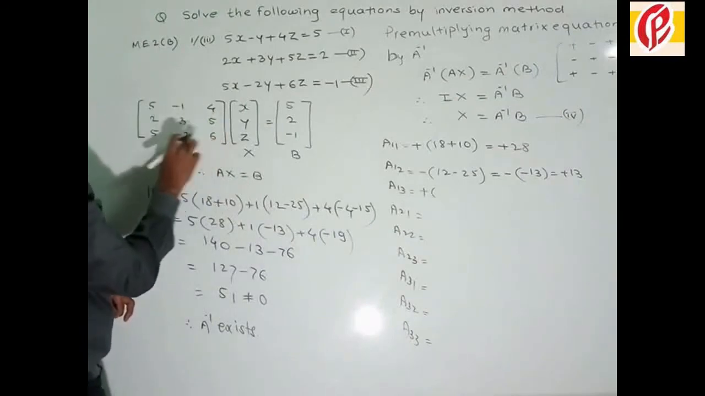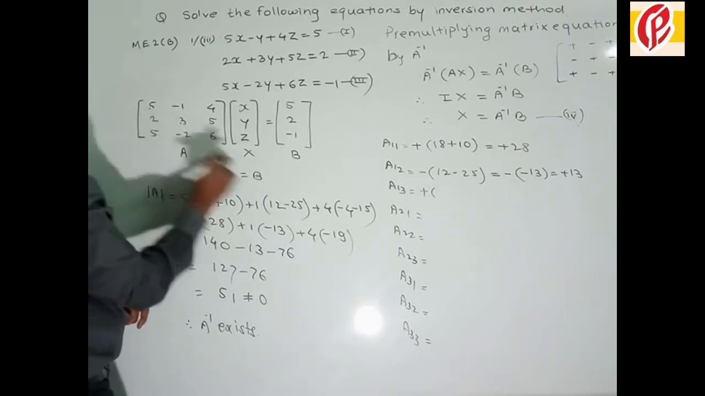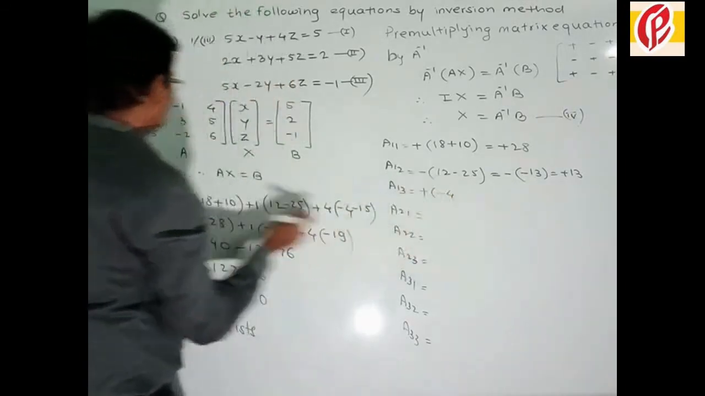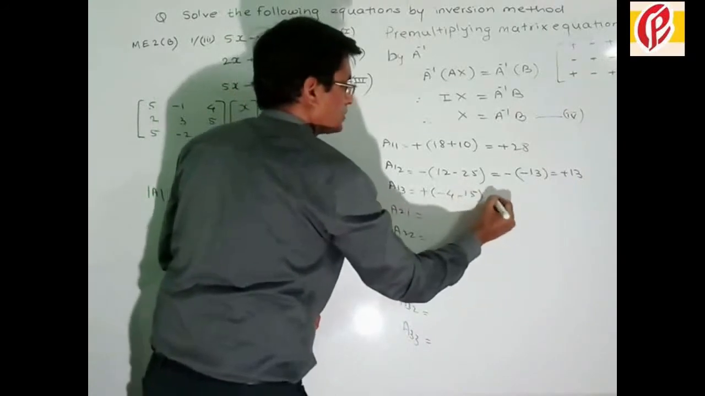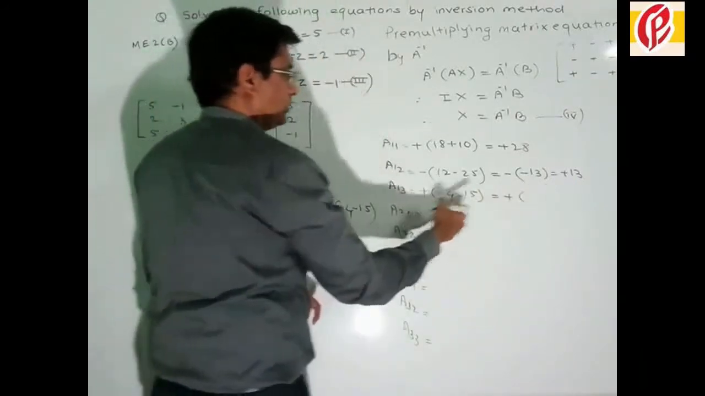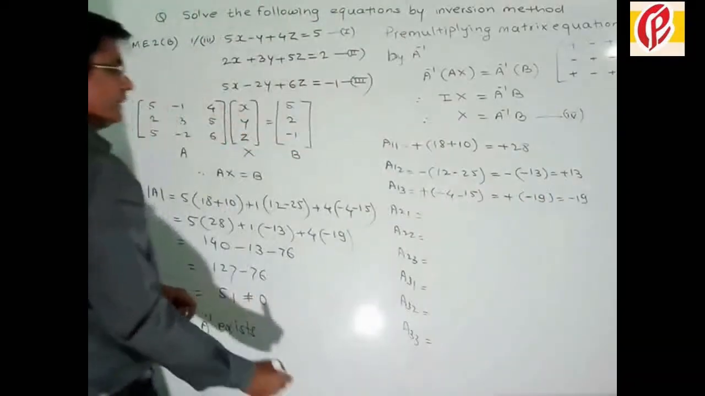First row, third column. So these are the elements: minus 2 into 2, minus 4, 5 3s are 15, minus 15. So plus in bracket, this is minus 19. So answer is minus 19.